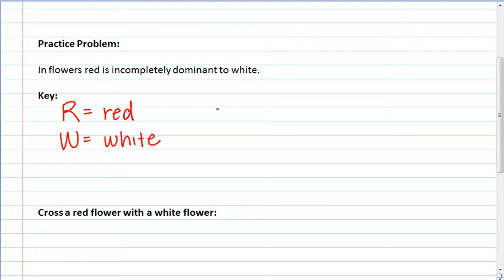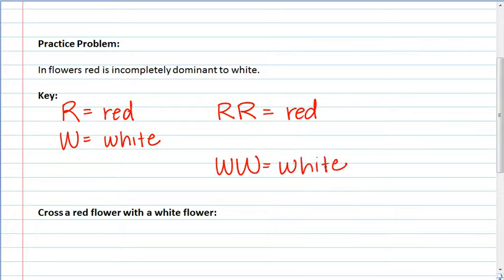Now overall it should make sense to us that if a flower is RR, they would be red. In the same way, if someone was WW, they would be white. However, when we see the RW, the heterozygous form, we're going to see a combination of the two. This is where we would see red and white mixed together, and this would create a pink flower.